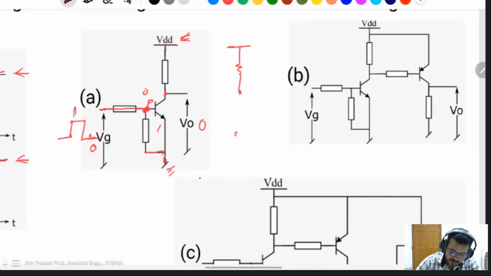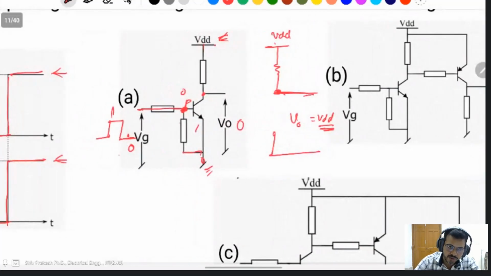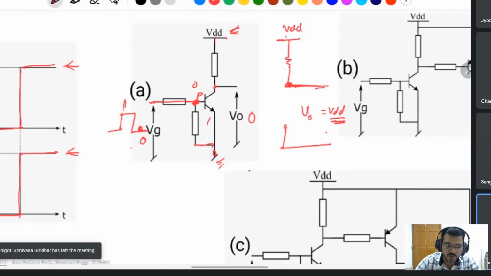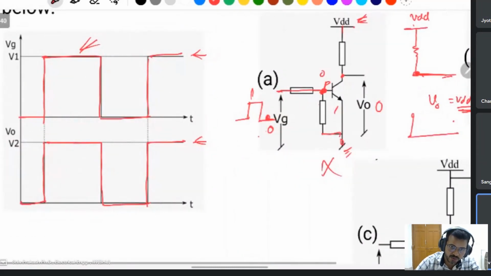Like this one, the voltage between this one means VO is the same as VDD. This voltage appears here because current will not flow, so the output voltage is the same as VDD. It means when the pulse is 0, the voltage is there, and when the pulse is high, then the output voltage will be 0. That's why this will be incorrect. It will be the opposite of this one.